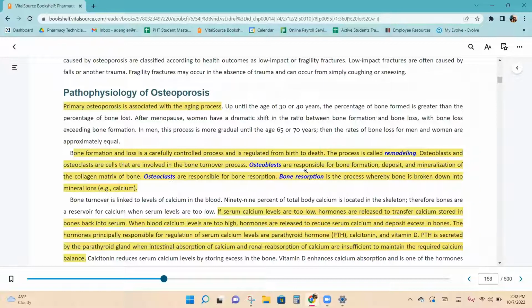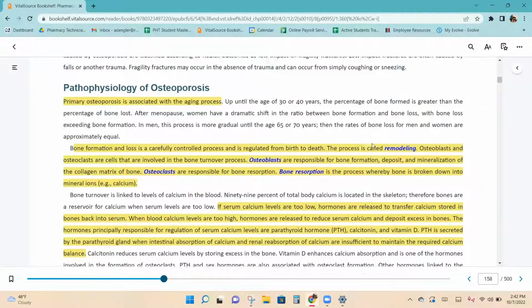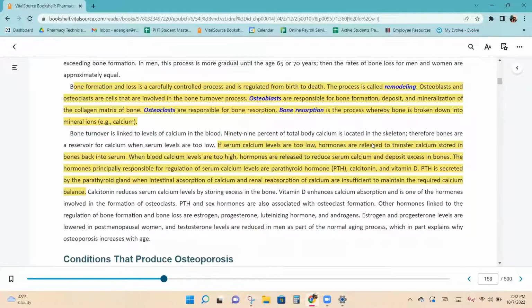Primary osteoporosis is, of course, associated with the aging process. Up until the age of 30 or 40, the percentage of bone formed is greater than the percentage of bone lost. However, after menopause, women have a dramatic shift in the ratio between bone formation and bone loss, with bone loss exceeding bone formation. In men, this process is more gradual until the age of 65 or 70, and then the rates of women and men become more equal at that point.